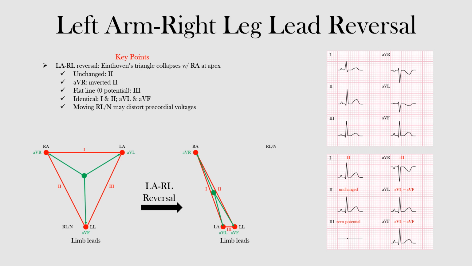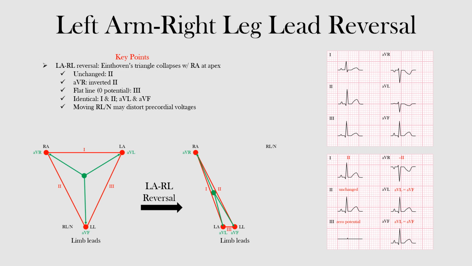Now, when the limb electrodes, that is the left arm, the right arm, and the left leg, are exchanged without disturbing the neutral electrode, which is the right leg, then Einthoven's triangle is flipped 180 degrees or rotated. This results in leads being switched in position, becoming inverted, or remaining unchanged. It depends on their initial position and the vector.